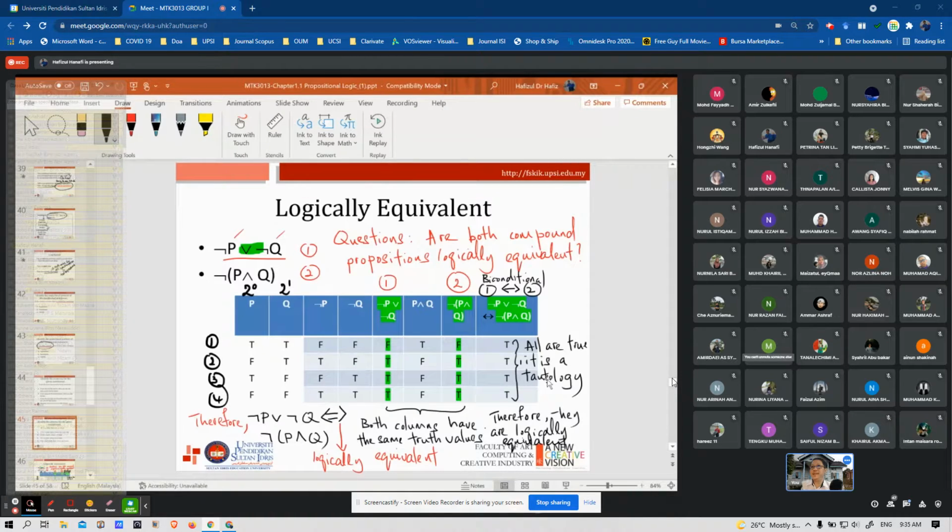Please answer. This one is logical equivalence. We have two compound propositions, which I explained last week. You need to join proposition one and proposition two, and prove that the two propositions are logically equivalent. For example, you can see that P or negate Q is equivalent to negate open bracket P and Q, with the same output.